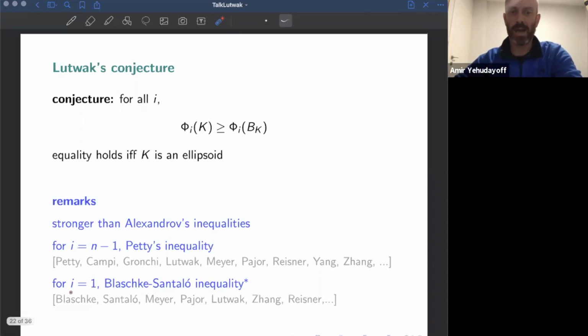The case i equal to 1 is called the Blaschke-Santaló inequality, and this is about the projection on a line. So these two extreme cases were known. And the conjecture is about all the middle between 1 and n-1.